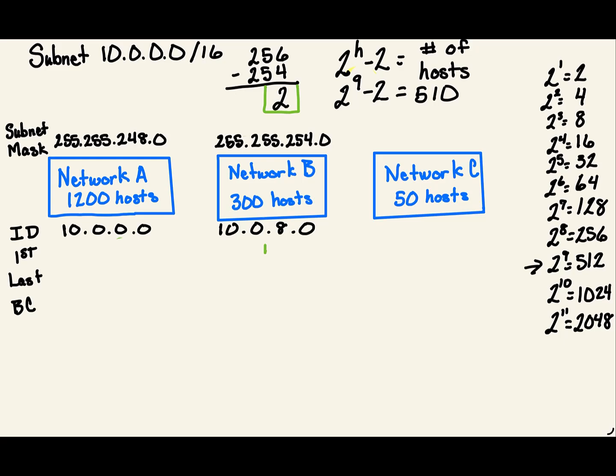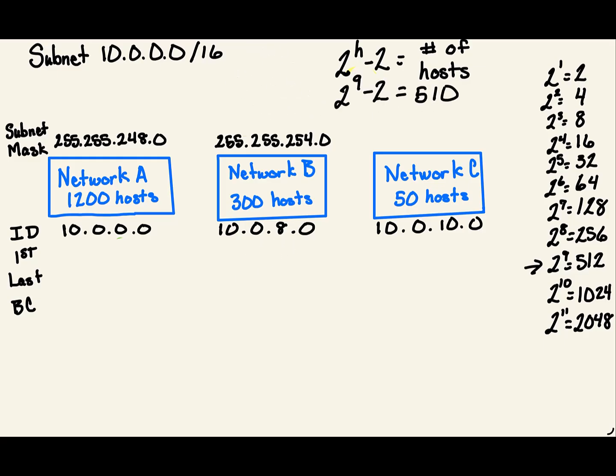When we subtract the interesting octet of our subnet mask from 256, we end up with a block size of 2. We just add our block size of 2 to our interesting octet here in the network ID. So our next network ID is 10.0.10.0.